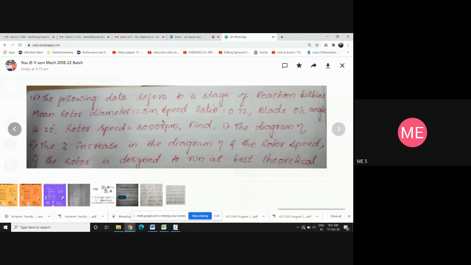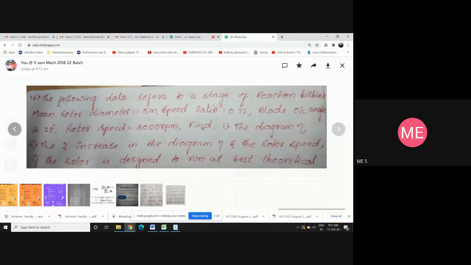First, you find out U mean, and by using the speed ratio, I can find out V1. So we got U mean from this, V from this, and alpha from this. If you know these three, U, V1, and alpha 1, I can start drawing the velocity triangle, and I can complete both inlet and outlet.